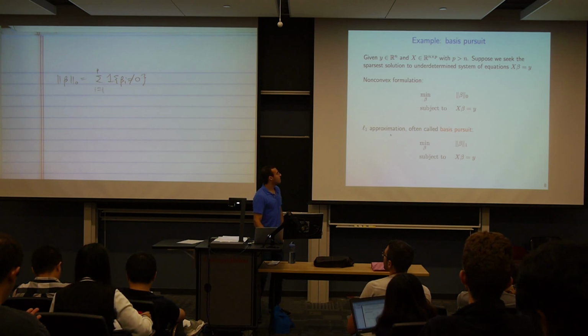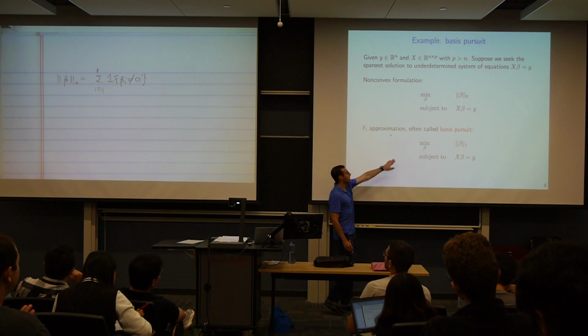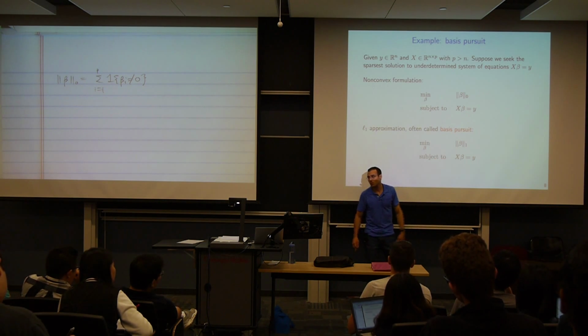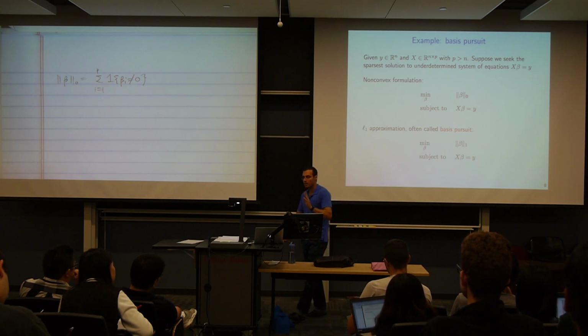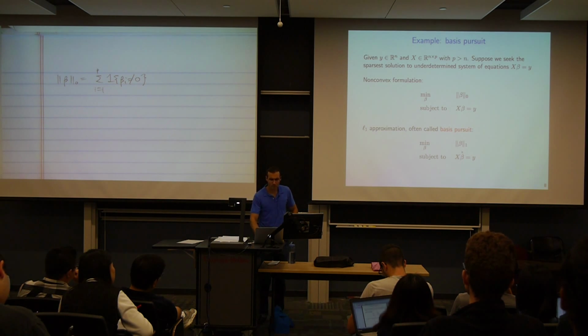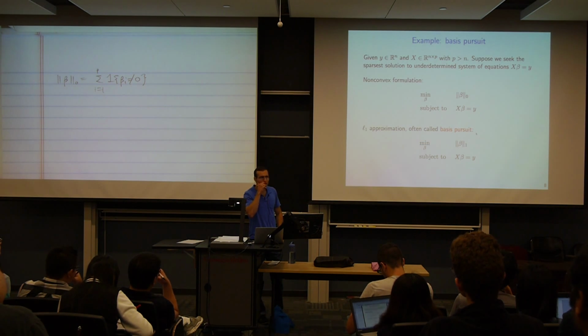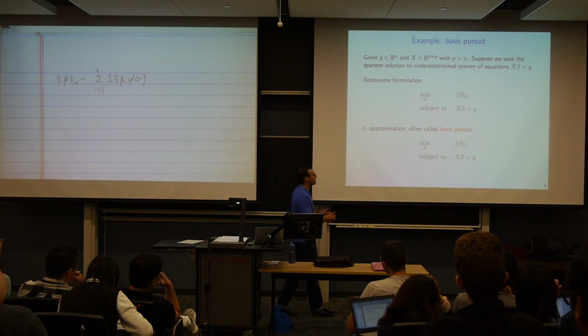So the L1 approximation to this problem is often called basis pursuit. I replaced the L0 norm with this L1 norm. This goes by many names, but some people call this the basis pursuit problem. We saw the lasso, right? This is almost like a noiseless version of the lasso.